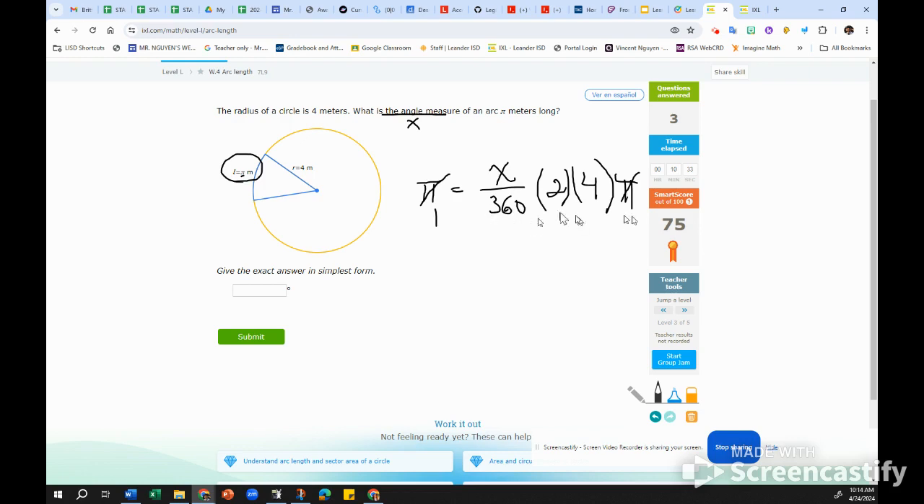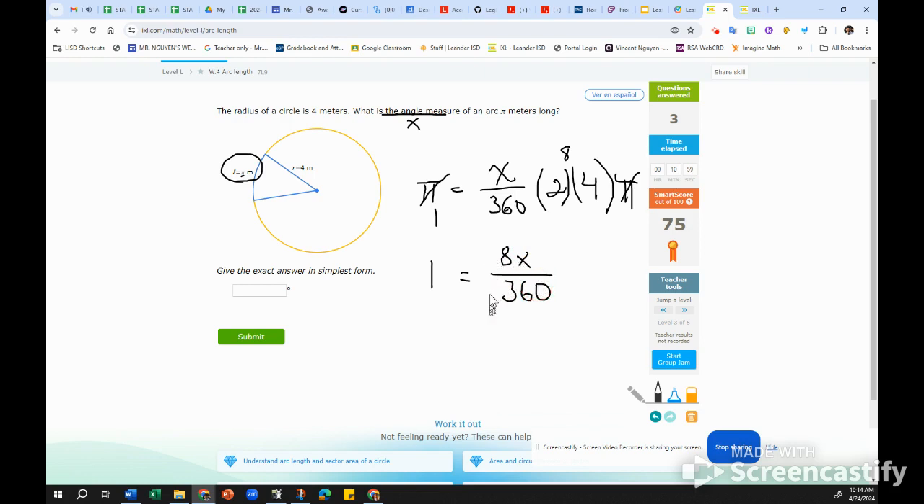And then we're going to simplify this a little bit, right? So 1 over here, and then this is actually 8 because 2 times 4 is 8. So I'm going to write 8x because it's 8 times x. If you remember your Algebra 1, 8 times x is 8x, or x times 8 is 8x, divided by 360.